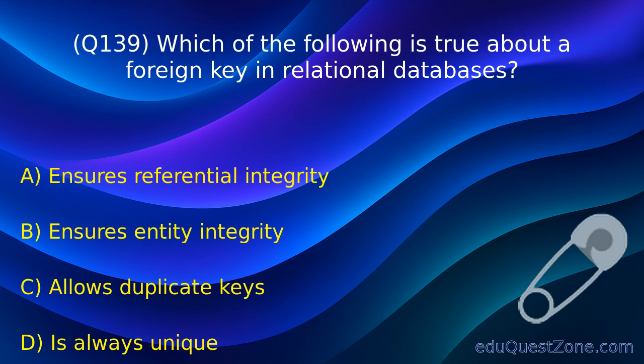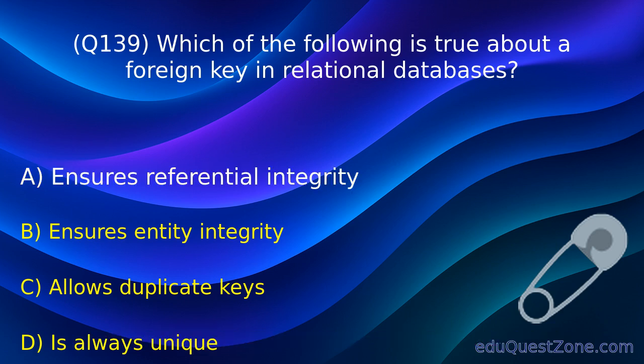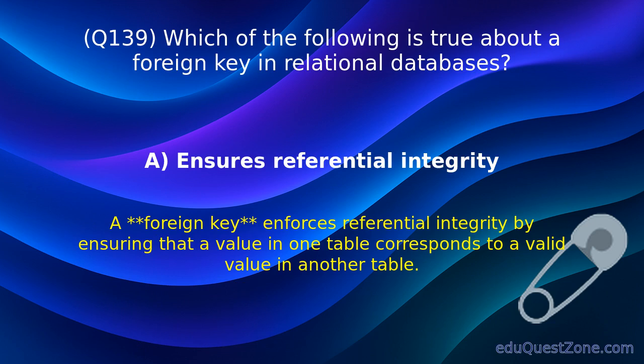Question number 139. Which of the following is true about a foreign key in relational databases? Option A, ensures referential integrity. Foreign keys maintain referential integrity by linking data across tables.